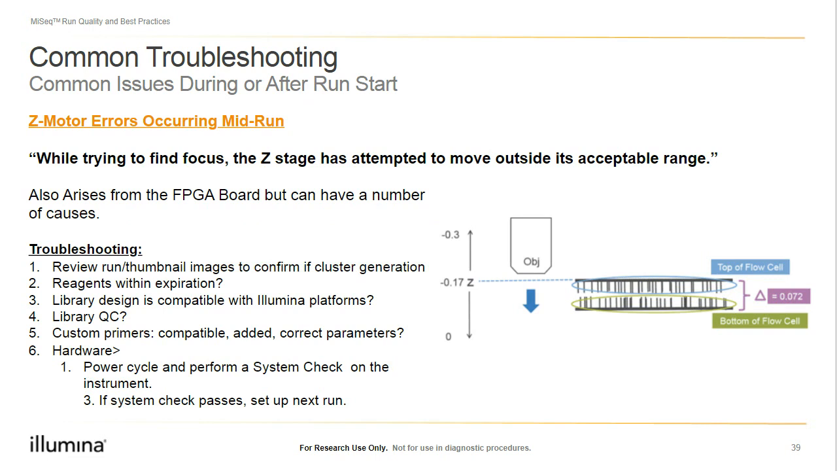Another error which can arise from the FPGA board but has several other distinct causes is the Z motor error. While trying to find focus, the Z stage has attempted to move outside its acceptable range is the common error. And this error can be a result of communications issues, issues detecting or focusing on the clusters as a result of fluidics, library, or chemistry issues, and sometimes hardware issues.